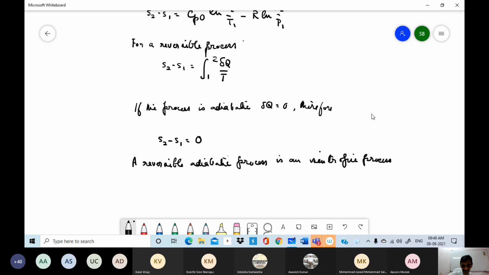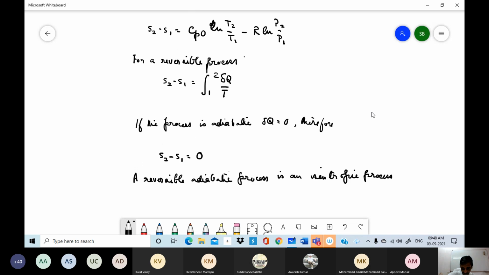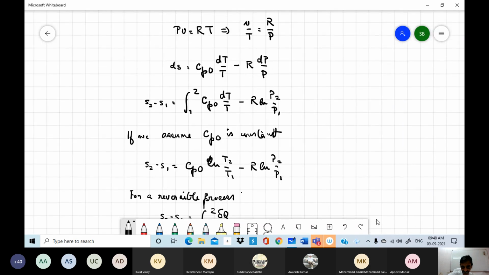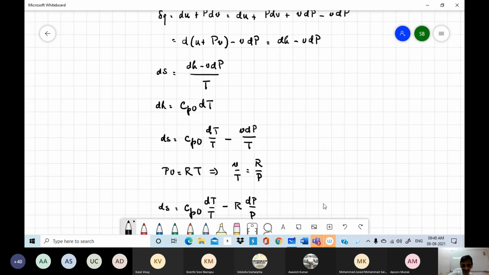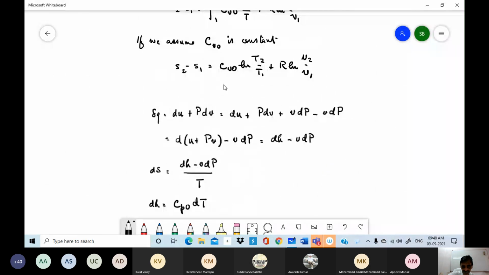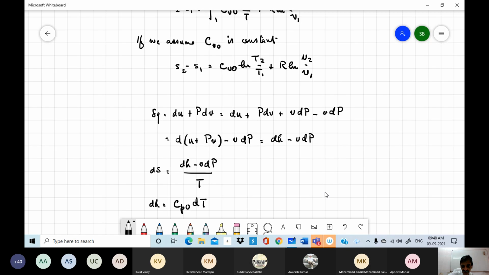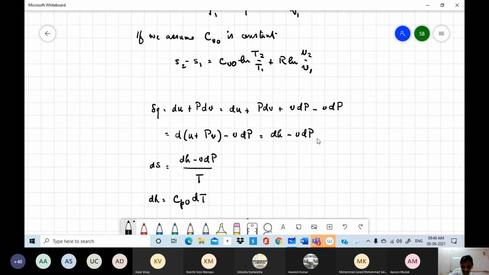Now let's say I have a reversible adiabatic process occurring for an ideal gas. In that case, from the two relations which we derived, we know that this quantity must be equal to 0. Alternatively, the other quantity in terms of Cp0 also must be equal to 0.